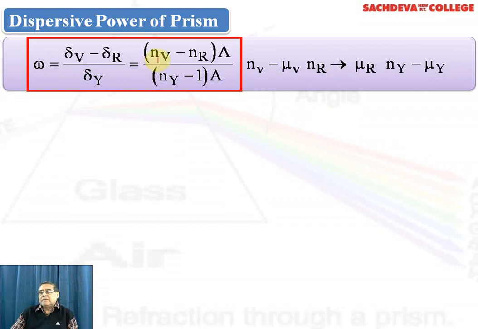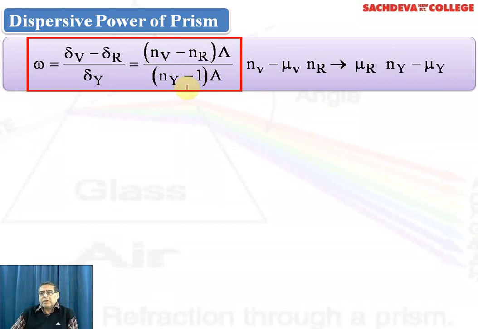We can remember it like this: yellow light has a wavelength of more than 5000 angstrom units. Normally, sometimes it is taken as 5500 angstrom units. But if it is orange light, it will be still more, and its mean value is about 5800 angstrom units. So now, omega is calculated by the function delta V minus delta R divided by delta Y.